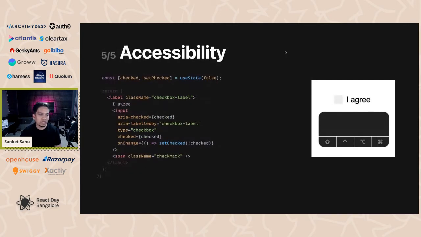And the fifth one is pretty important. It's our responsibility to make it accessible for a wide range of users. It includes people with disabilities. It includes keyboard interaction, like making sure that when we press Tab or when we press the spacebar, it toggles the checked and unchecked value of the checkbox. And if we have multiple inputs or multiple elements in there, Tab and Shift Tab should work fine.